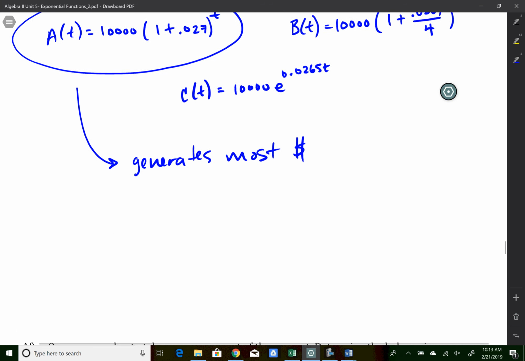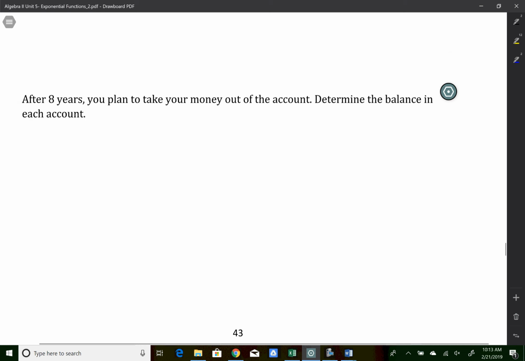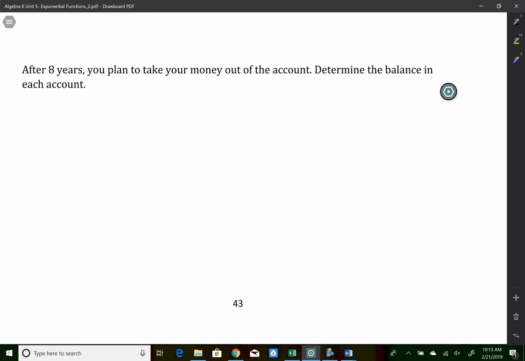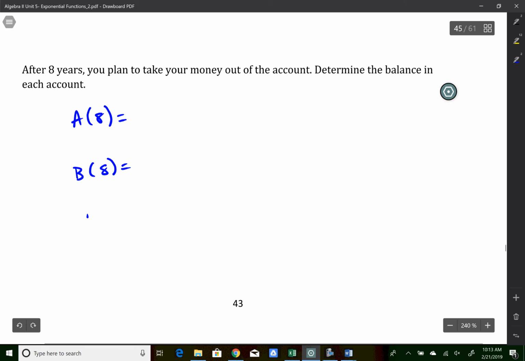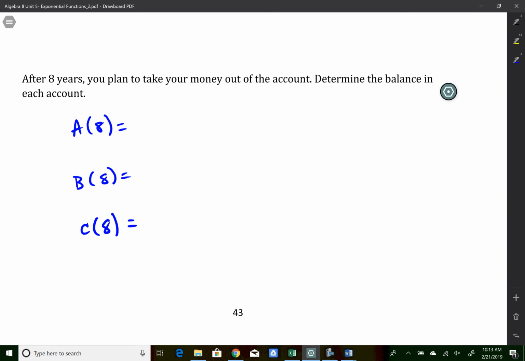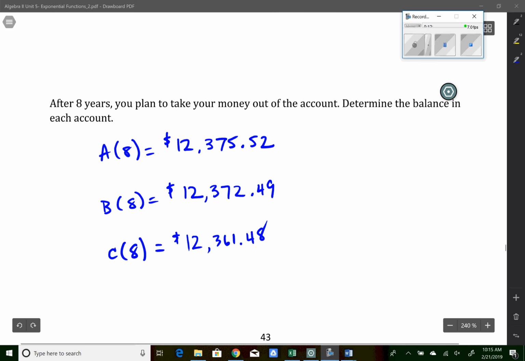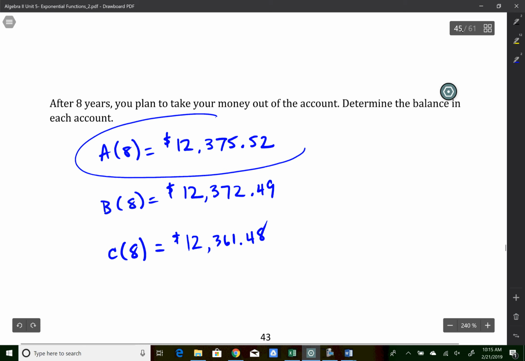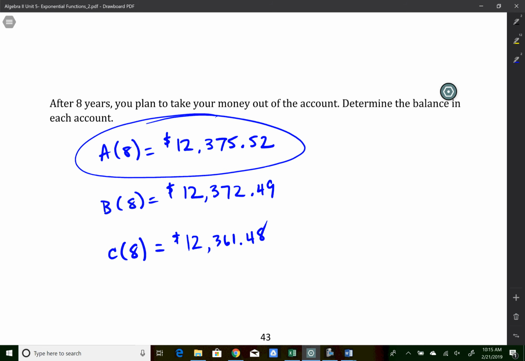Now we can further prove this by picking an actual number, right? So it says after 8 years, how much money is in each account? Since you plugged all these in a calculator, if you just look at your table of values, you can figure that out relatively quickly. So as you can see, I have all 3 values now written down. You get them right in your calculators, and we can see again, just to further prove, account A is the best. All right, so let's move on to the homework now.